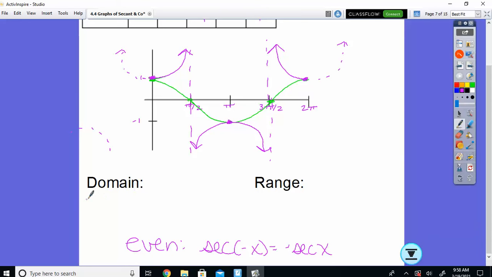Okay, domain. X cannot equal what? Yeah. Got pi over 2, 3 pi over 2. Next would be 5 pi over 2, 7 pi over 2. All those fractions there. Range, we hit everything smaller than negative 1 and everything bigger than positive 1.